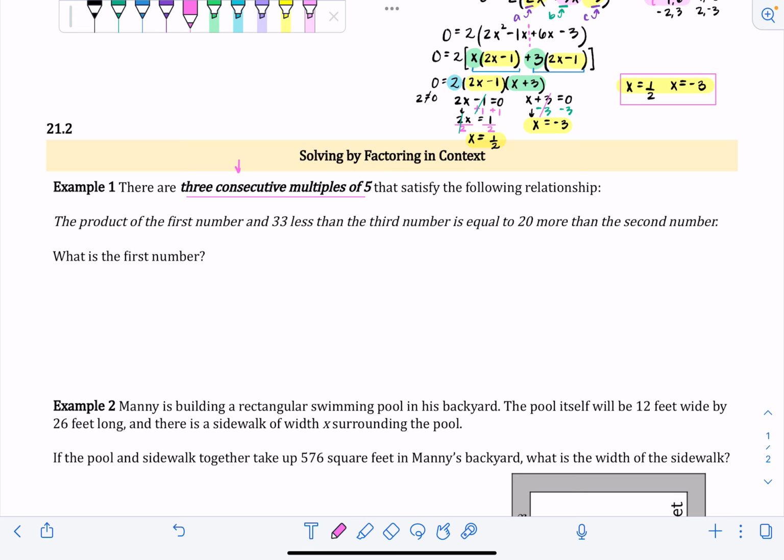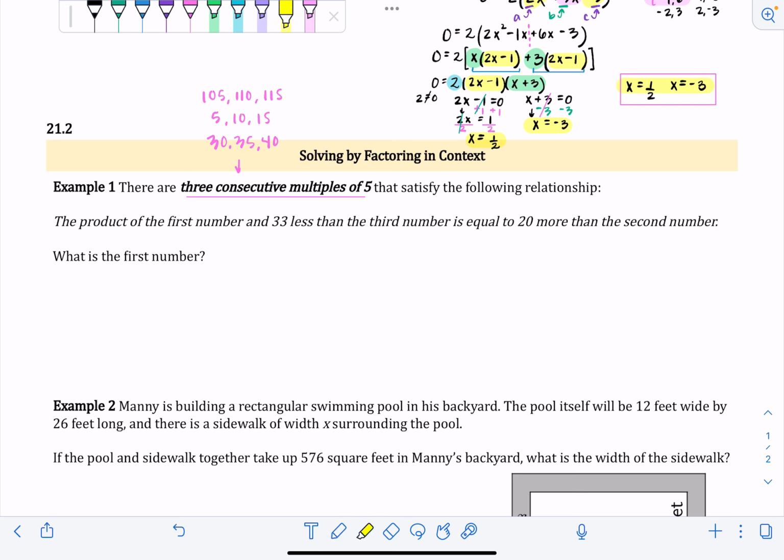So an example of 3 consecutive multiples of 5 could be, say, 30, 35, 40. Those are 3 multiples of 5 that all come after each other. Or it could be 5, 10, 15. It could even be 105, 110, 115. So any number that ends in a 0 or a 5 is a multiple of 5.